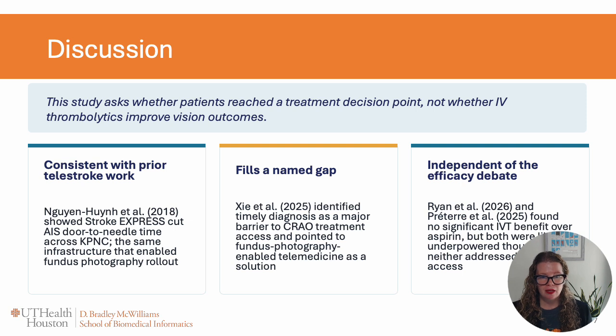Now, there is further debate within the literature whether or not IV thrombolytics are the preferred treatment of choice for central retinal artery occlusions. There are trials stating yes, and there are trials stating no, it provides no benefit over standard of care with aspirin. There's currently a trial ongoing right now to identify whether or not IV thrombolytics do improve outcomes for central retinal artery occlusions, but that research hasn't been completed yet.